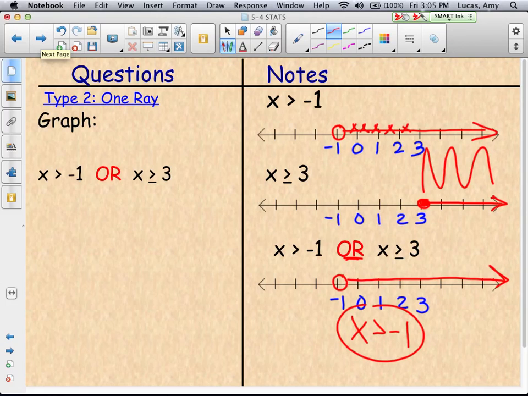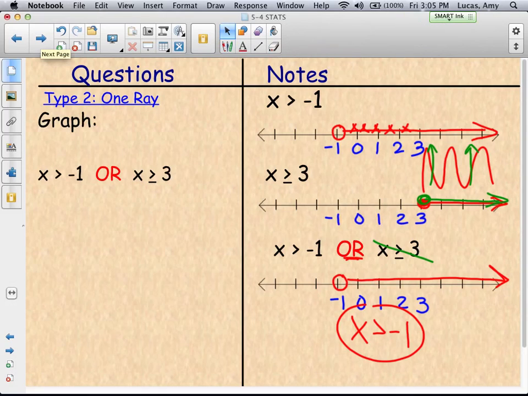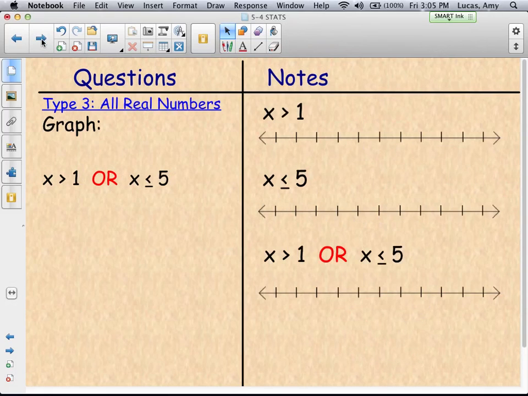It overlaps the greater than or equal to 3, and it includes all of these points. So since this entire ray is already included up here, we don't even need to write this inequality anymore. So our solution is just the ray starting at the -1. So x is greater than -1. Type 3, all real numbers, all real numbers.